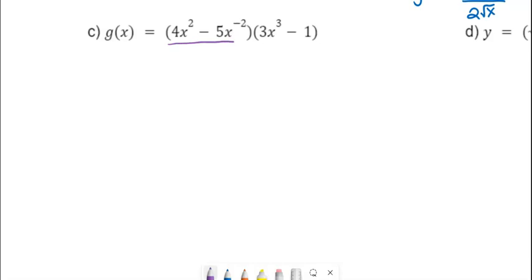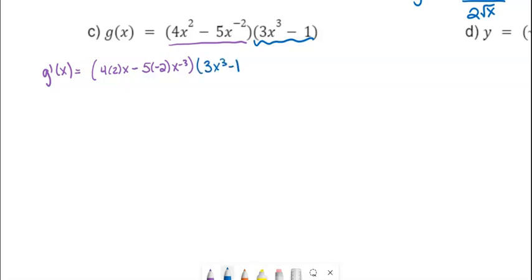Okay, here's my first function. So I'm going to take the derivative of it. This one's complicated because I'm going to need to use the difference rule inside of this. Okay, so there's the derivative of the first function. I'm going to keep this second one exactly the same way as it is.